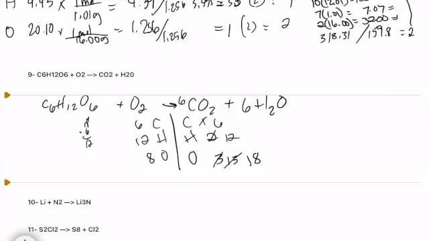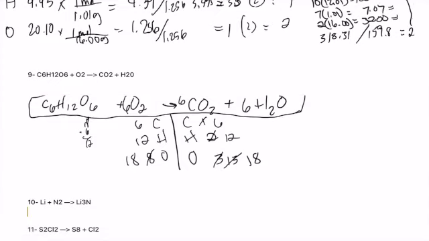We have 6 oxygens in our C6H12O6. So we'll subtract that from the 18 on the right. We know that we need to get to 12 more. So we put a coefficient of 6 in front of oxygen, and now that gives us 18 on the left.